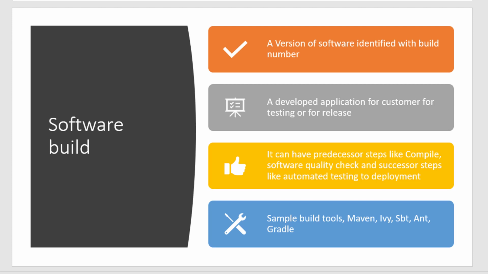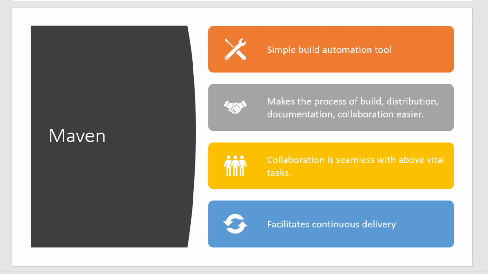A build can have predecessor steps like checking out from the code repository, doing the quality check on the code, compiling the code, bringing in all the dependencies, as well as successor steps like doing automated testing on the built software. And there are n number of sample build tools like Maven, Ivy, SBT, and Gradle. Out of these, Maven is predominantly used in Java projects as well as many other projects like Scala and mobile applications. Let us have a quick understanding of the Maven tool.